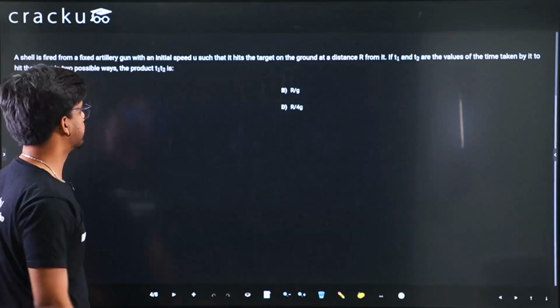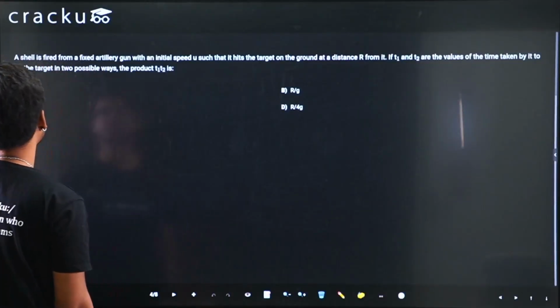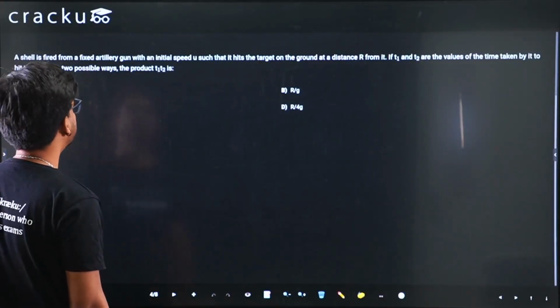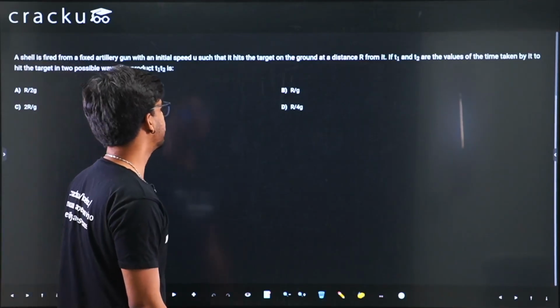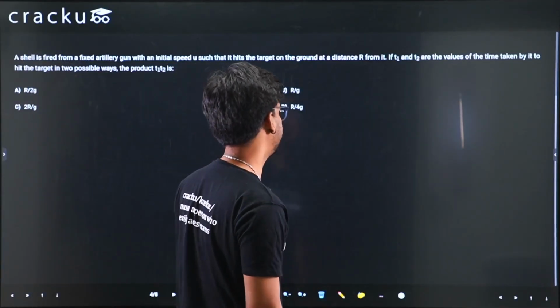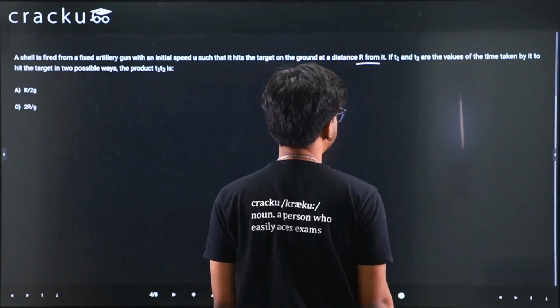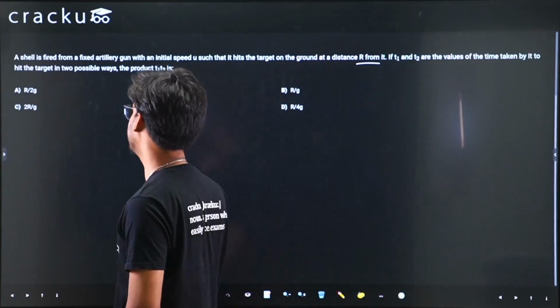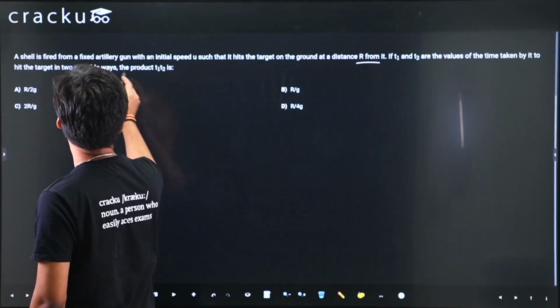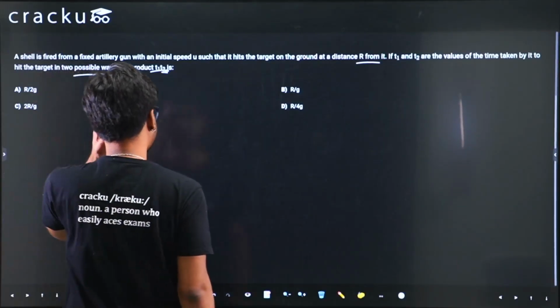Let us see how to solve this question. A shell is fired from a fixed artillery gun with an initial speed u such that it hits target on the ground at a distance r from it. If t1 and t2 are the values of time taken by it to hit the target in two possible ways, then the product of t1 t2 is.